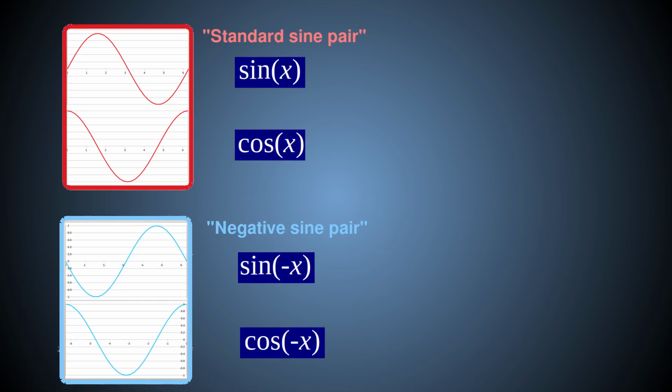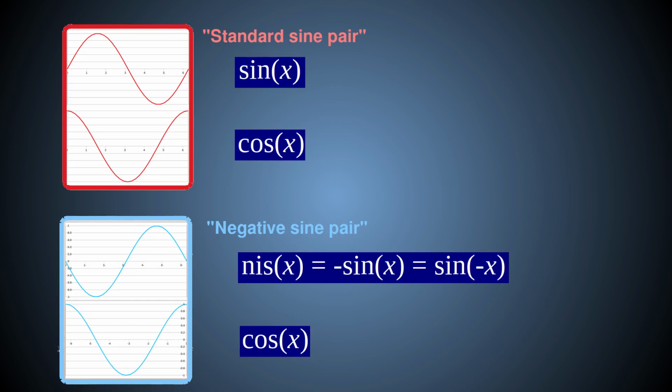We've already seen that the cosine wave for a negative frequency is identical to the cosine for the positive version of that frequency. So we could just replace the negative frequency cosine with the positive frequency cosine. We've also seen that the negative frequency sine wave is just the positive frequency sine wave multiplied by -1. So we could define a new function. Let's call it the nis of x, which is defined as the negative of the sine of a positive frequency.